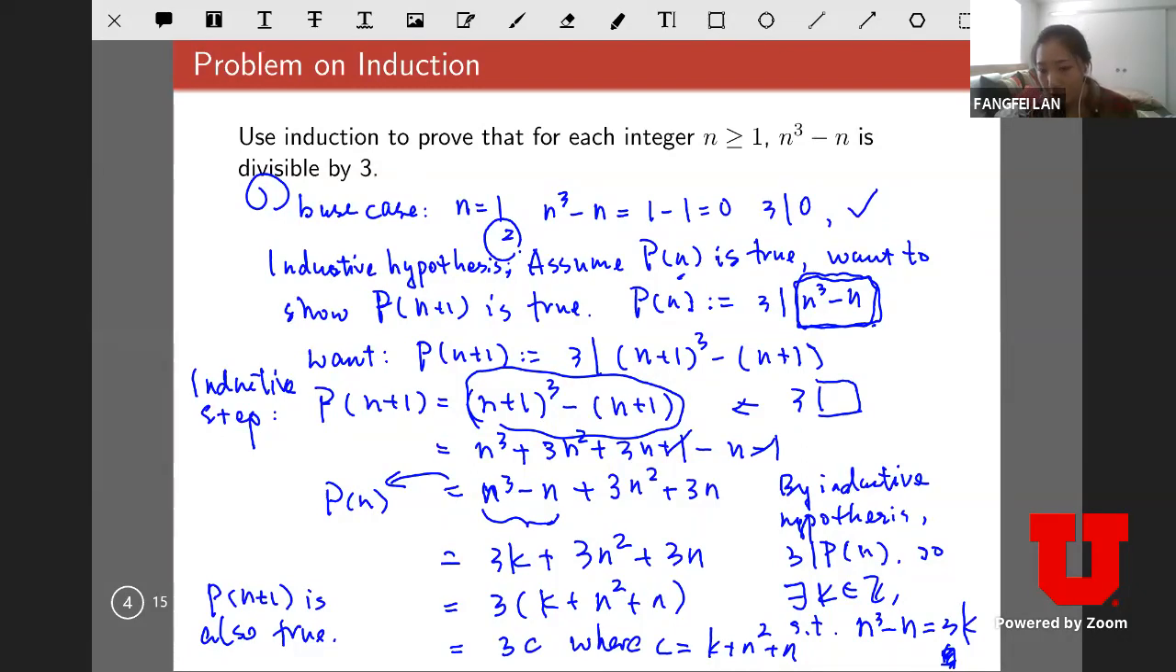Wait, did someone ask a question? Oh, it does. Okay, this means divisible by, like, 3 divides. Okay, maybe next time I'll write words. If it is divisible by Pn, where k is an integer. Wait, I don't understand the question. Okay, never mind. Any other questions? If not, we're gonna move on. No? Okay.